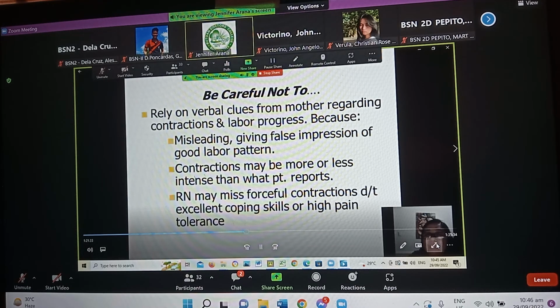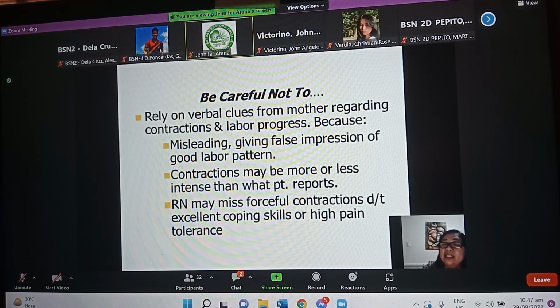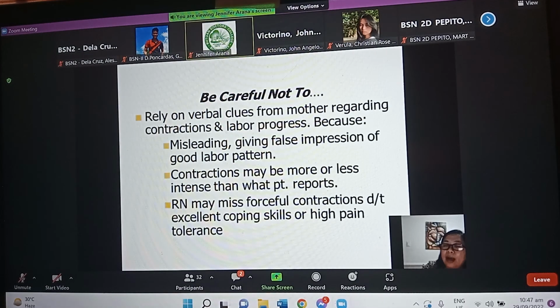Also, do not rely on them because contractions may be more or less intense than what the patient reports, and the nurse may miss forceful contractions because of excellent coping skills or high pain tolerance of the mother. Even when the baby is already crowning, she is still smiling, as if she doesn't feel the pain, because she has a high pain tolerance.